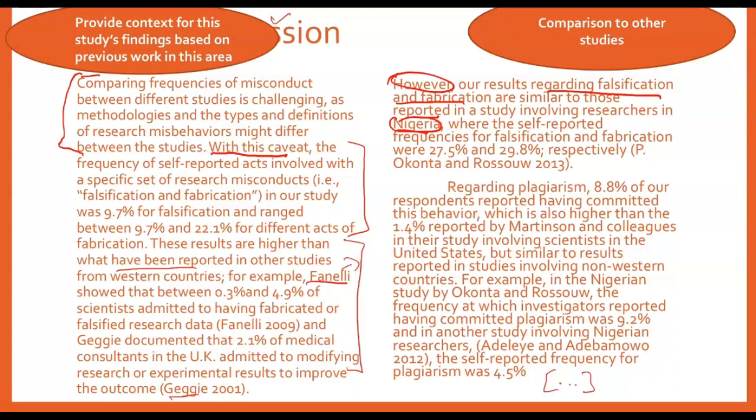I've taken out some things here. I've included another paragraph on an additional finding regarding plagiarism. 8.8 percent of our respondents reported having committed this behavior. Again, higher than reported by Martinson and colleagues in the US, but then again, Nigeria reports a similar high number. Okay, so again, a constant back and forth. What is interesting in this discussion section that I really like is the parallel structure. In each paragraph, it compares the results of this study to the study in the Western context and then to the one in the Nigerian context. Again, every single time showing similarities and differences.